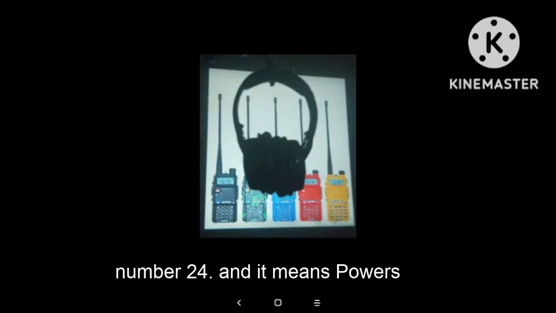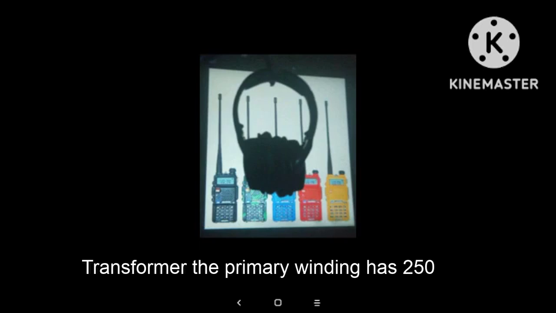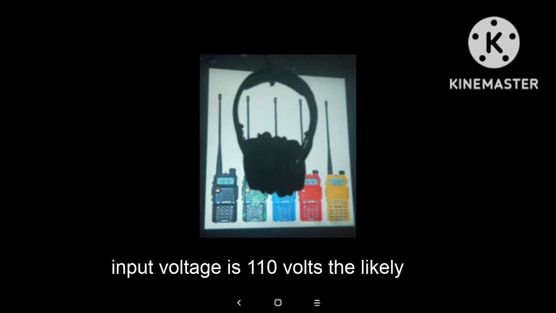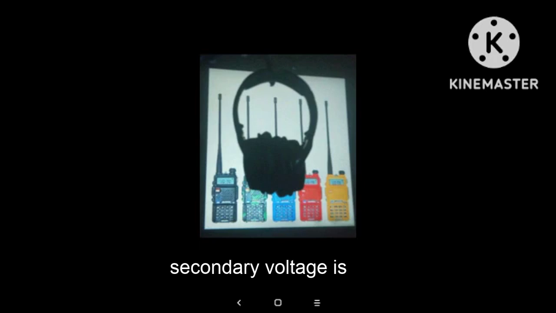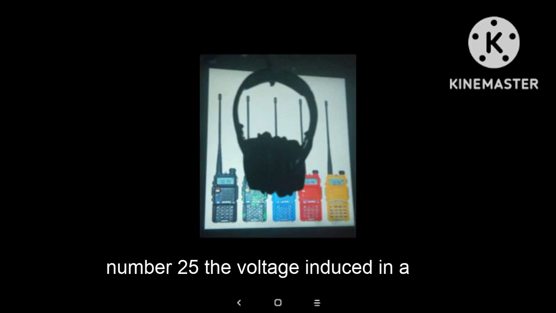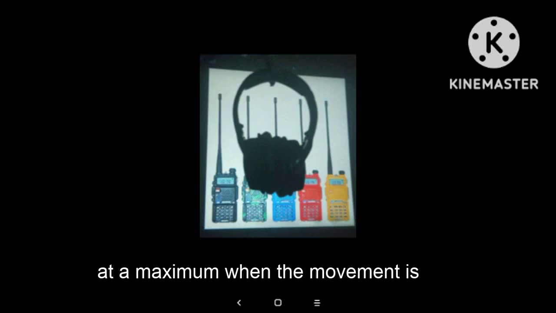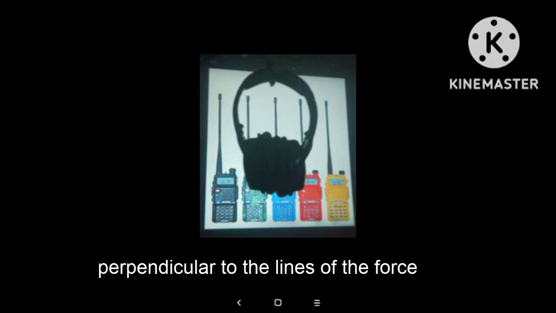Number 24. In a mains power transformer, the primary winding has 250 turns, and the secondary has 500. If the input voltage is 110 volts, the likely secondary voltage is 220 volts. Number 25. The voltage induced in a conductor moving in a magnetic field is at a maximum when the movement is perpendicular to the lines of force.